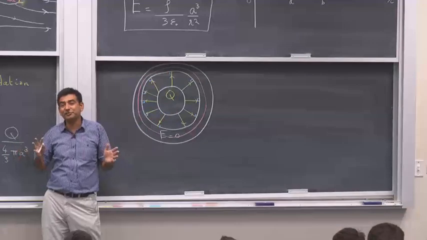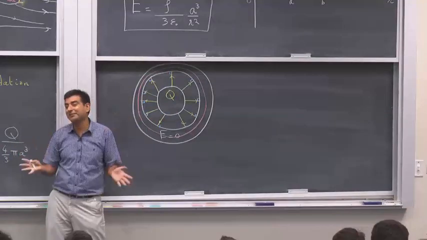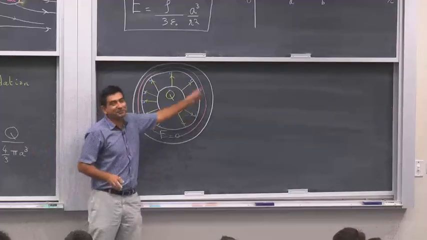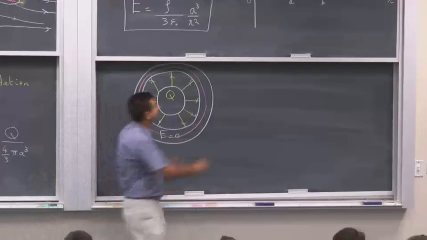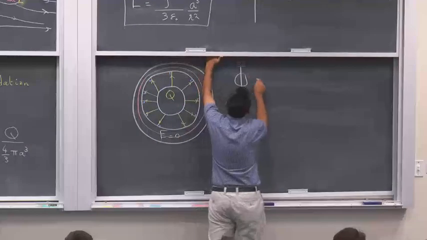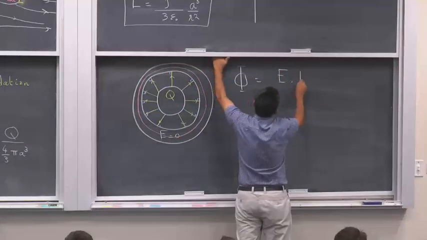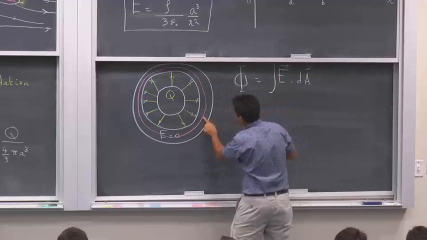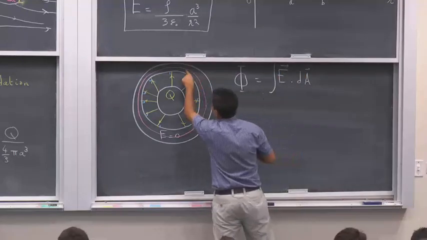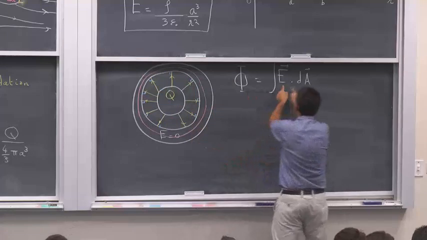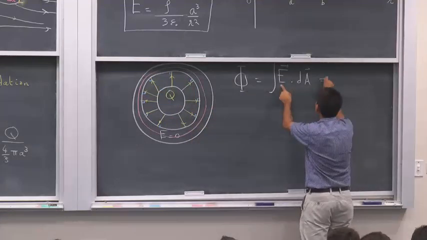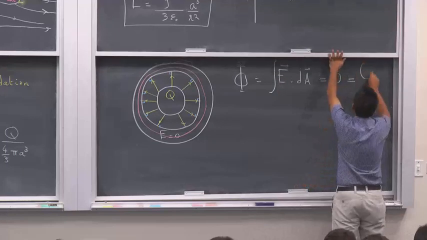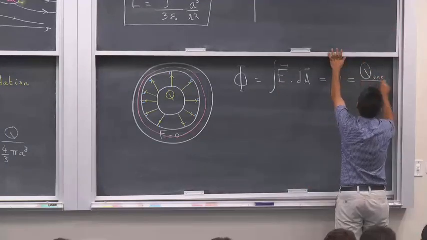Remember, Gauss's law does not work two ways. If the flux is zero, it does not mean that the electric field is zero. But if the electric field is zero at all of these points, then the flux has to be zero, because the flux is simply E dotted with dA. Inside the metal, the electric field is zero everywhere, so when I take the local dot products and add them all up, the flux has to be zero. But then this equals the charge enclosed divided by epsilon naught.